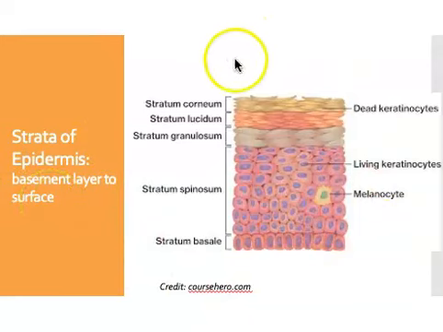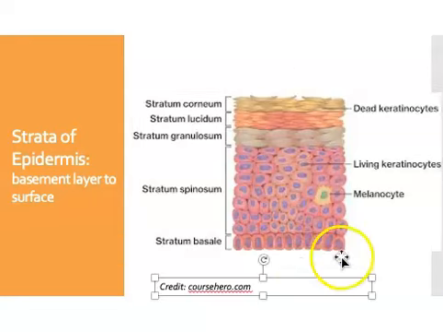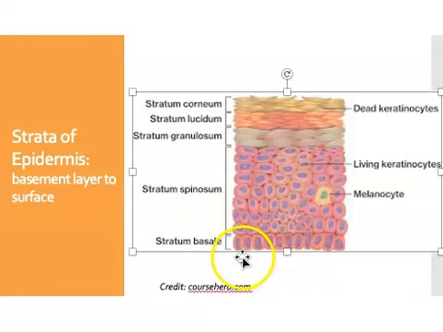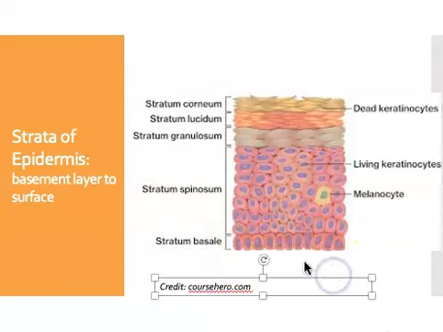And that's what this drawing is showing us on the slide. The surface of the skin would be up here, and the basement membrane, which is not drawn here, would be located right here underneath the deepest layer of cells. So starting at that deepest layer, there is a single layer of cells called the stratum basale.